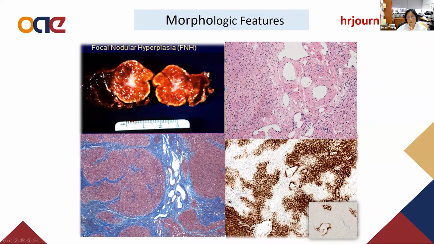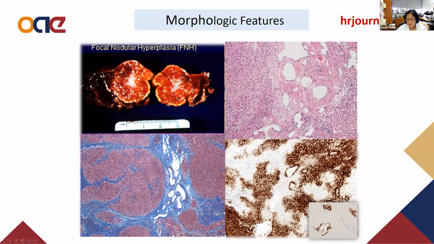Without any information that this is a lesion, it may get diagnosed as a cirrhotic liver. The farther from the central scar, of course, the fibrous septa become thinner and then disappear. And if the biopsy is from the periphery of the lesion, it may again be difficult to pin down the diagnosis as FNH.